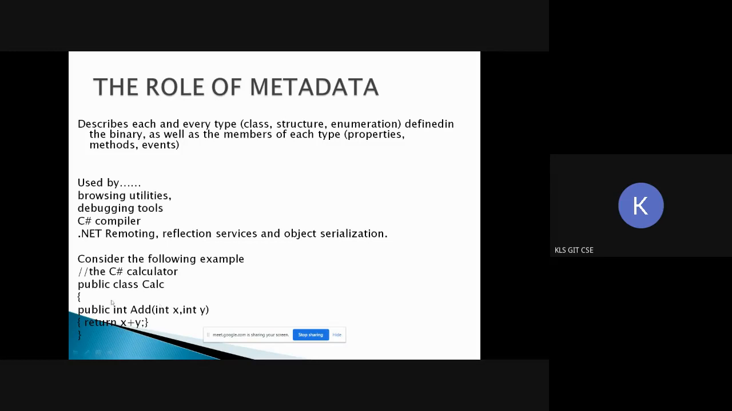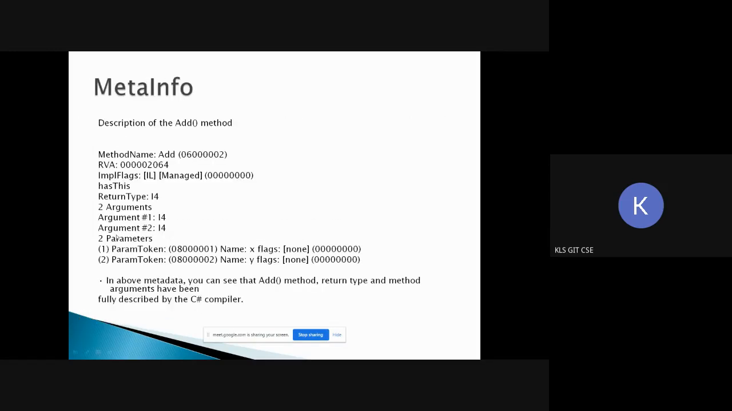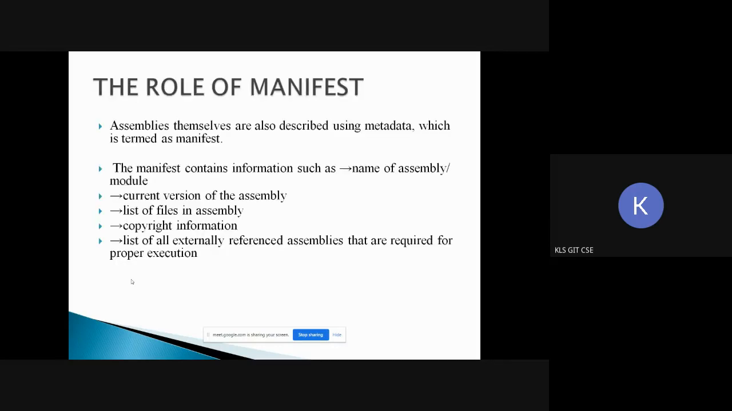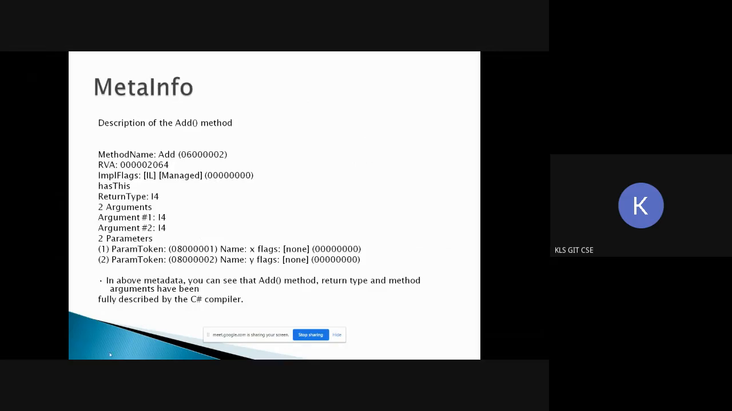Now let's consider a simple example. You can see that's a class Calculator. It's adding two numbers. It's taking in two arguments. So when it's compiled and we find the meta info window, this is the meta info window. We don't need to really know too much detail regarding this, but the meta info window looks like this. You'll find the description of the add method, and the description of one more. You can see when it's described by the C# compiler, it looks like this.